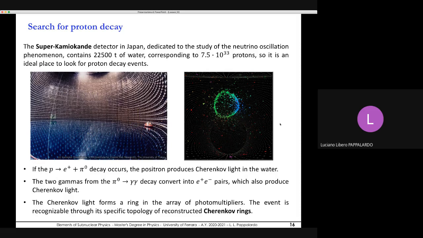Do you all know what Cherenkov light is? Yes. Anybody else? Okay, so yes. I guess you already studied Cherenkov detectors. Okay, so this is the principle, right?